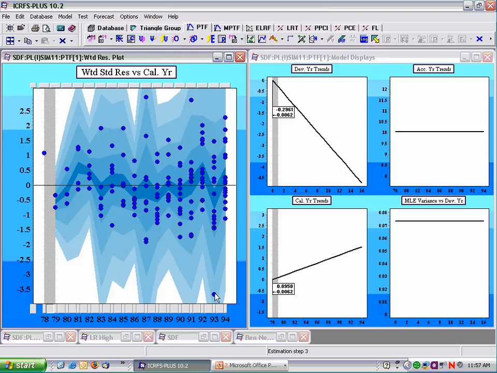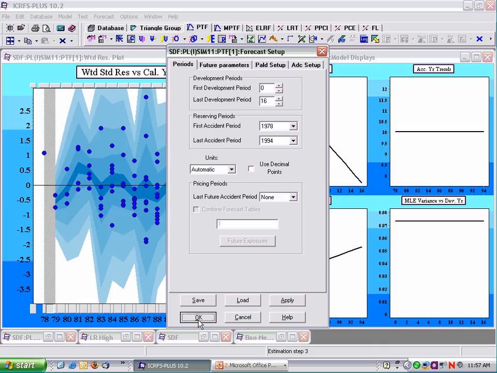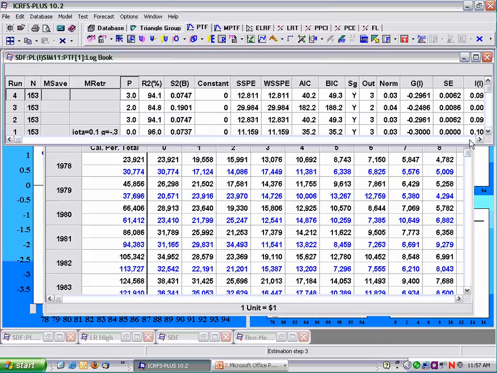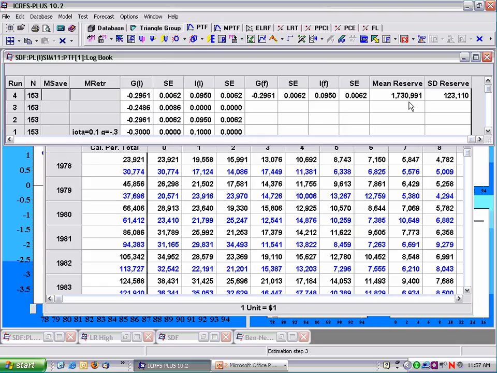If we do our forecast now, we'll forget about this outlier. Forecast now, let's see what kind of answer we get. We have a mean reserve of 1.7 million. That's the standard deviation of the reserve distribution. And going forward, we assume that the actual trend comes from a distribution that has that mean and that standard deviation.